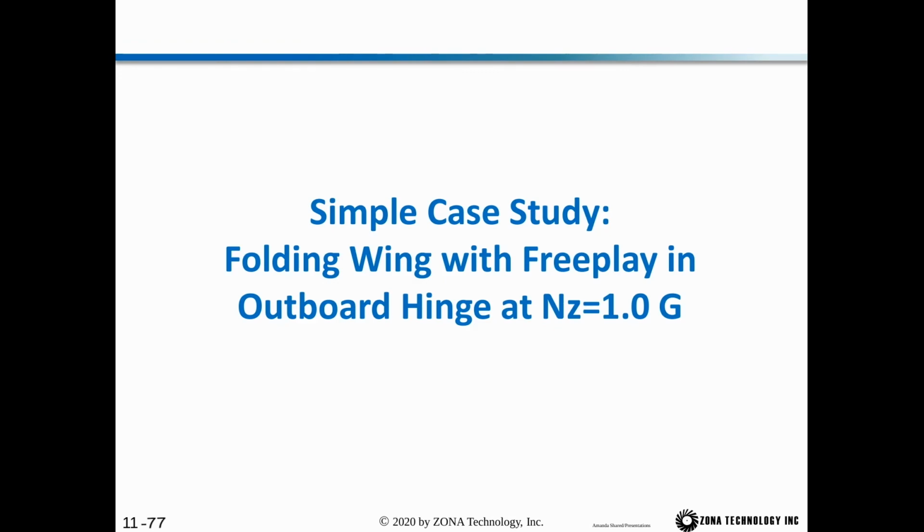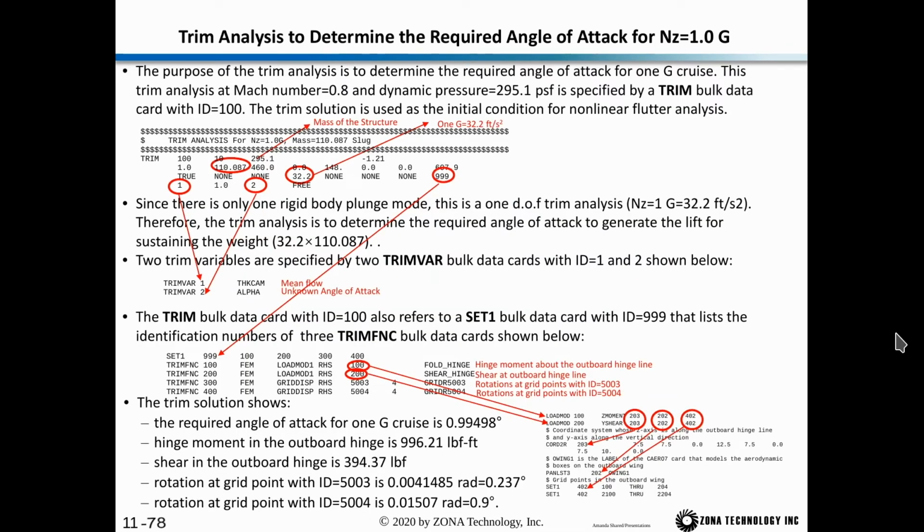Next, we'll look at the same case study, except now at a 1G load factor. So the trim analysis is used to determine the required angle of attack for an NZ of 1G. So the purpose of the trim analysis is to determine the required angle of attack for 1G cruise. This trim analysis at Mach 0.8 and dynamic pressure 295.1 PSF is specified by the TRIM bulk data card with ID 100. The trim solution is used as the initial condition for the nonlinear flutter analysis.